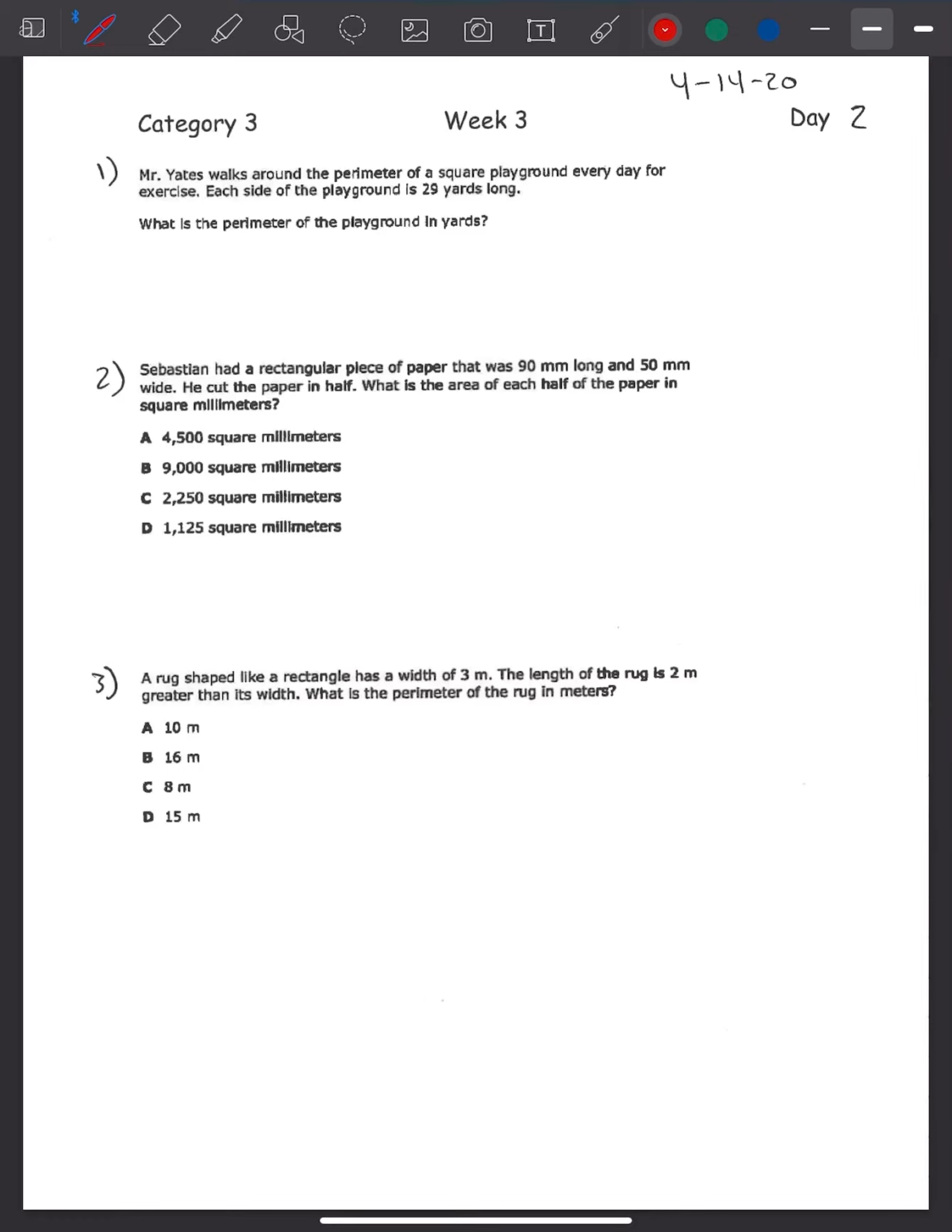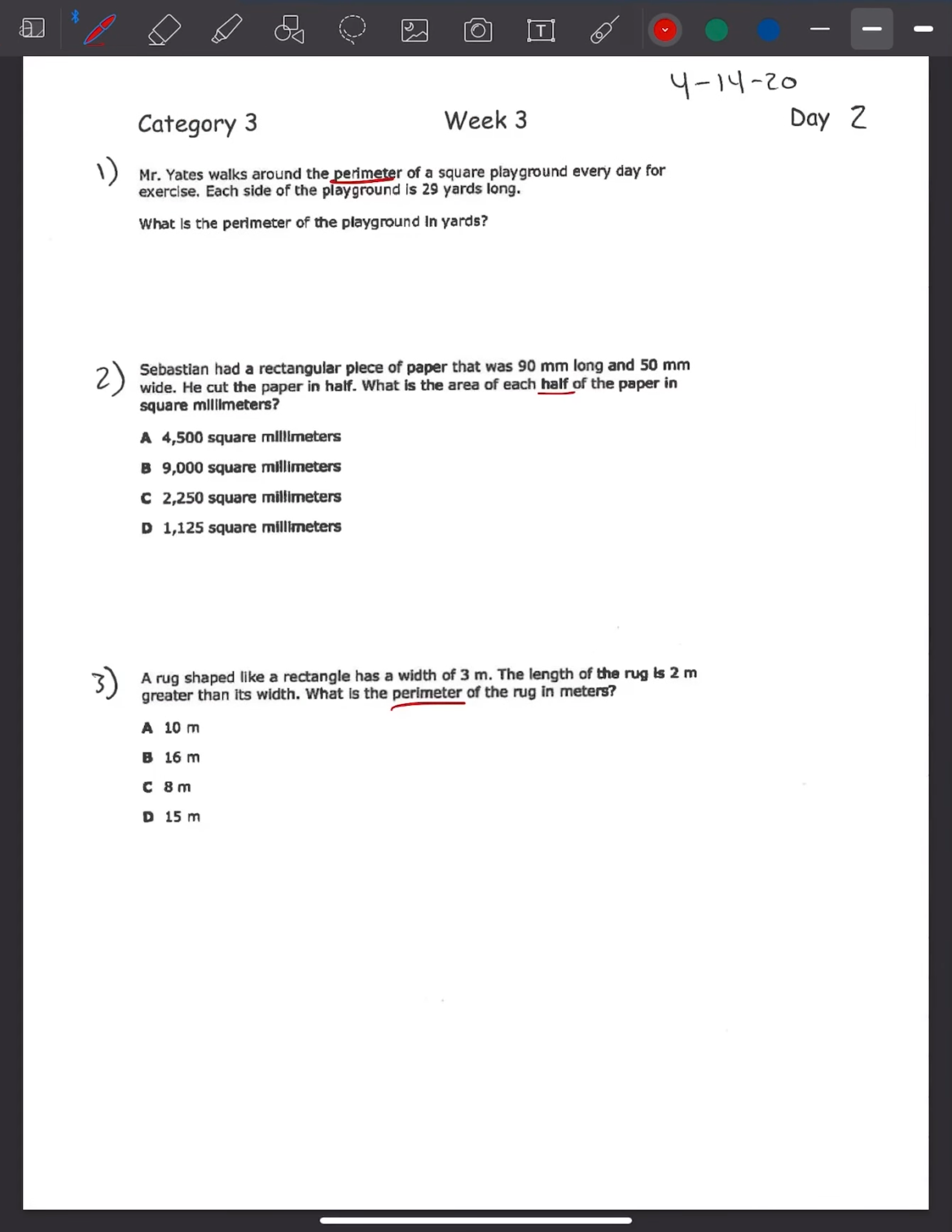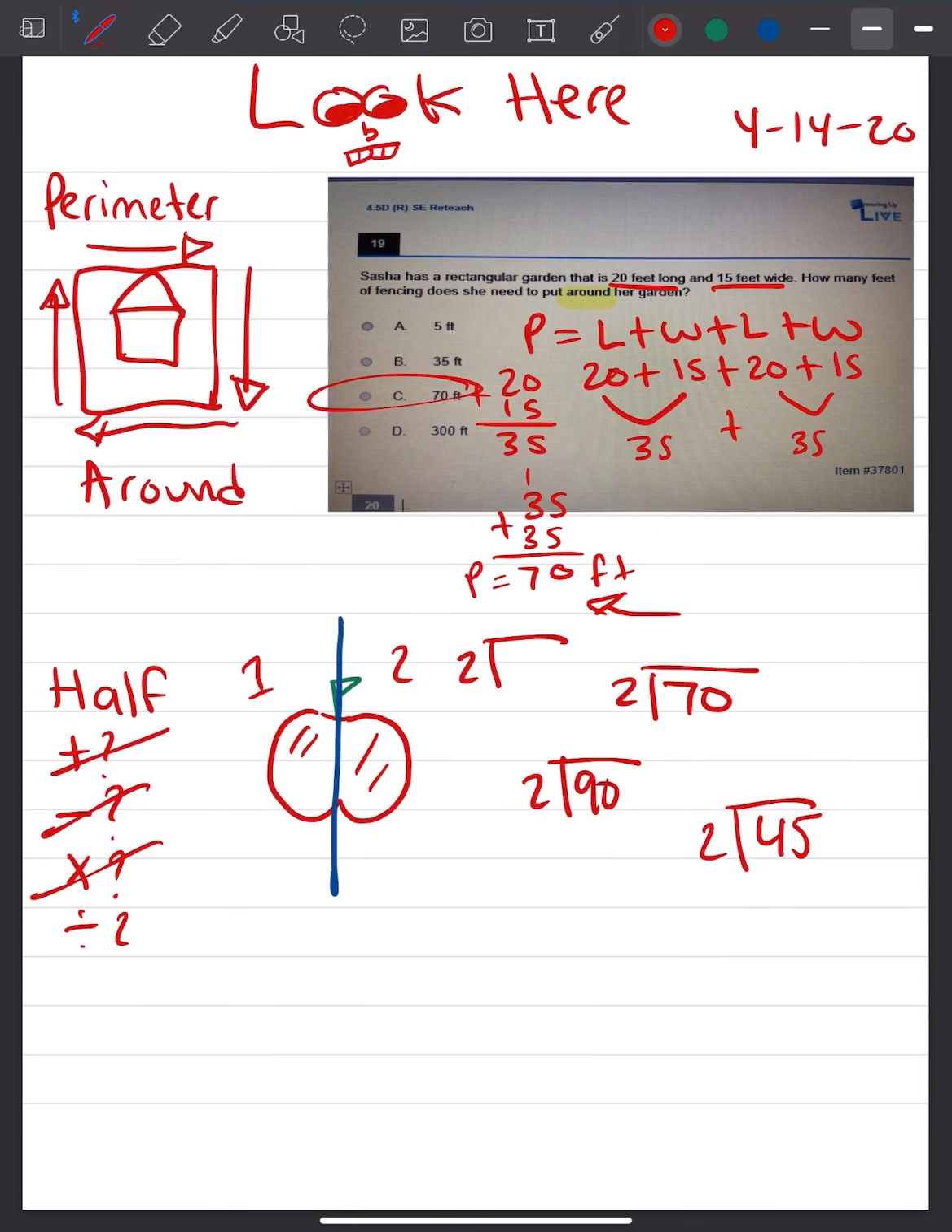So here, you have 3 problems. These 3 problems are also going to be on assignments. And it's talking about perimeter. And it's talking about the word half as well. Okay? So make sure you look at the anchor chart before you go on to 1, 2, and 3. Because all those 3 answer choices are the same as this anchor chart right here.